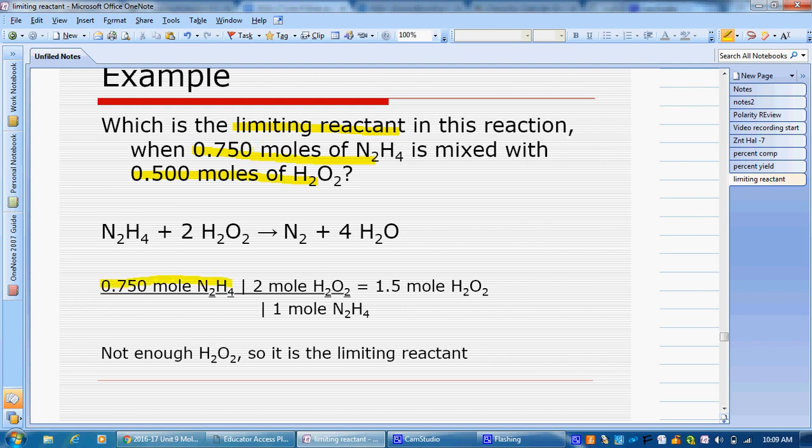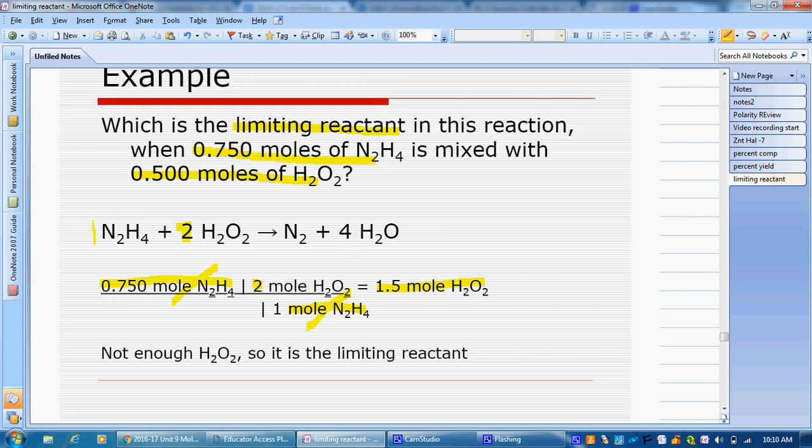0.75 moles of our first reactant. It does not really matter which one you pick. And then all we're doing is comparing the two reactants together. We've got 2 H2O2 for every 1 N2H4. So that's what we put here. We know that our mole of N2H4 has to go here because we want that to cancel out. And then we have 2 moles of our other reactant, which is what we're trying to solve for. So we do our multiplication, and this is how much we need of our other reactant.